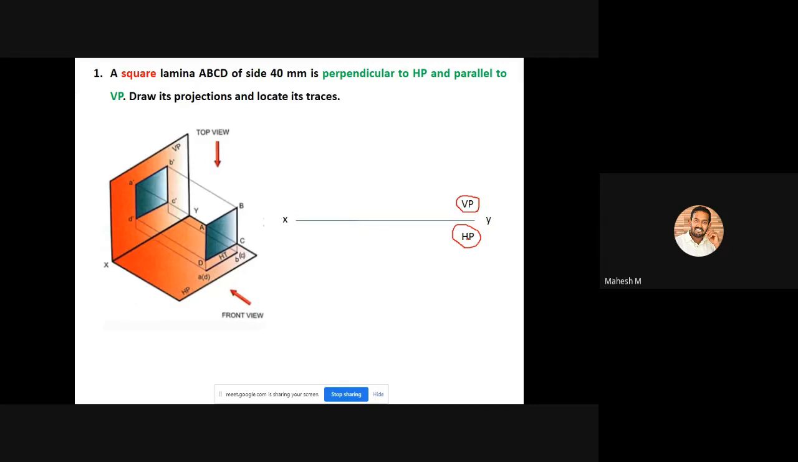We are having four projections. In that four projections, we will be using only first angle. So it is an indication of that, and you have to mention this also.